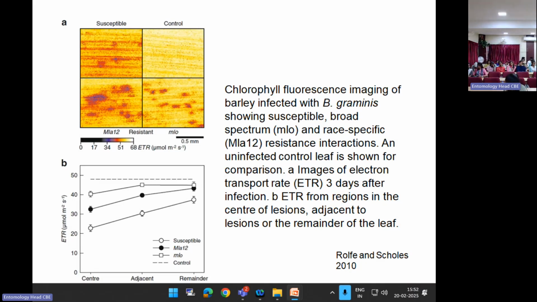This can be used to predict disease progression much earlier than what visual RGB can predict. For example, at 3 days of infection, in the regions and lesions adjacent to the leaf, and the remainder of the leaf, can be easily taken by images, and we can predict the progression of the disease.